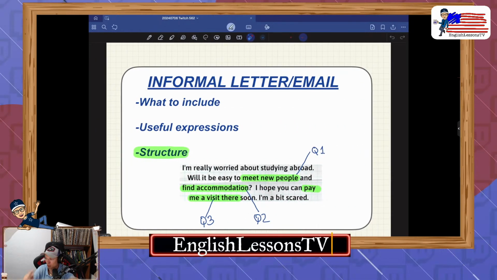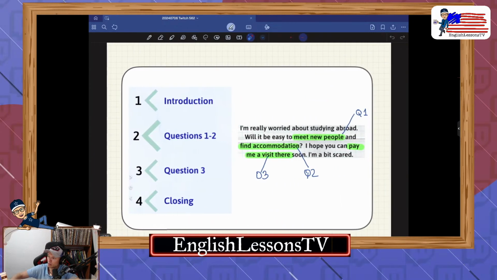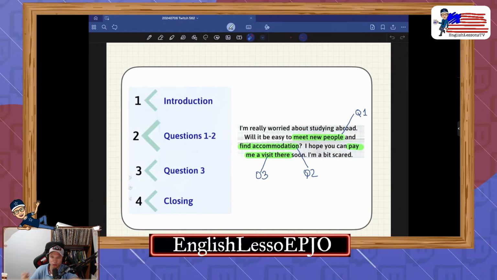Let's identify them. Question one is, will it be easy to meet new people? You have to answer that. And will it be easy to find accommodation? You need to answer that too. And then finally, I hope you can pay me a visit, which is you can visit me, which is your question three, because you need to provide information about if it's possible for you to find the time for that. Okay. So in the structure, we're gonna have four paragraphs: introduction, question one and two, question three, and closing.